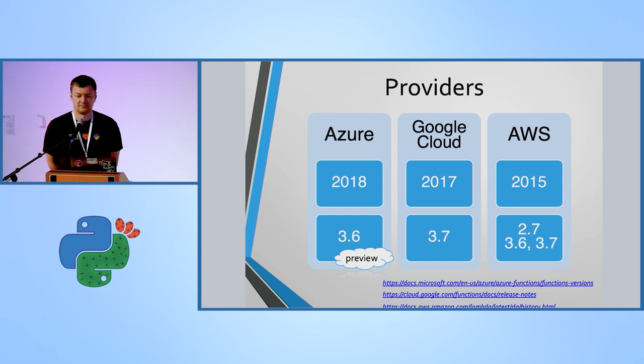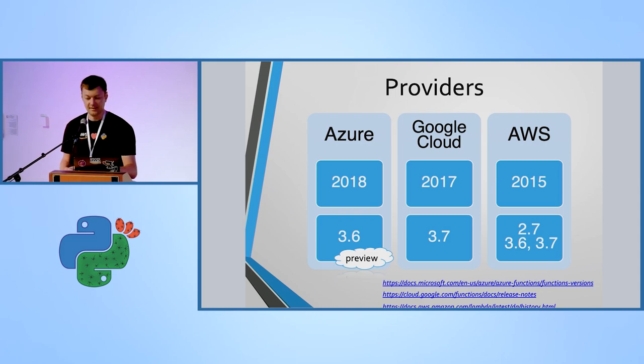Let's have a quick look at the providers. The big three providers are Microsoft Azure, Google, and AWS. They all have this or that support for the Python language in function as a service. But you can see from the slide that AWS has the longest history with Python, and they support more versions, and they have a lot of integrations and have accumulated a lot of best practices of how to write serverless applications. So I will mention several other services of AWS as well.